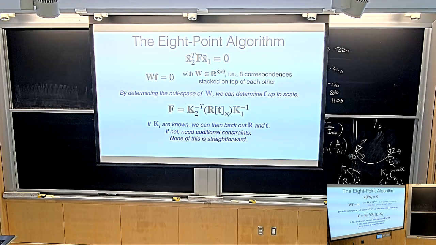Okay. What I want you to hear from this is that if I have correspondences, I can solve for F. That's what I want you to remember. And I want you to remember that that's called the 8-point algorithm. The other thing I want you to remember is that when you then have the intrinsics parameters, you can get the relative pose between these two cameras.